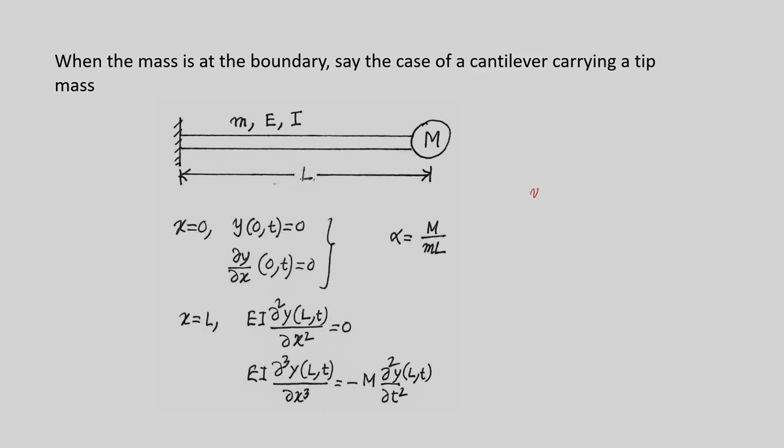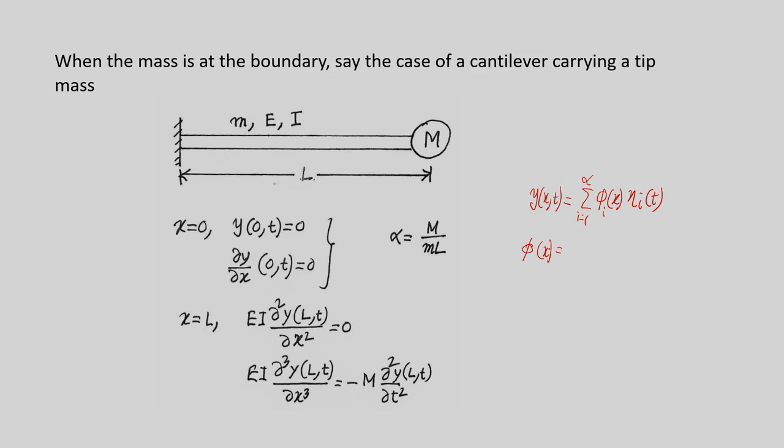For example, the displacement of the cantilever beam at any location can be approximated or written as this, where phi i of x is the mode shape function and eta i of t is a time dependent generalized coordinate, and the summation can go up to infinity. For such problems, we can get the exact solution.